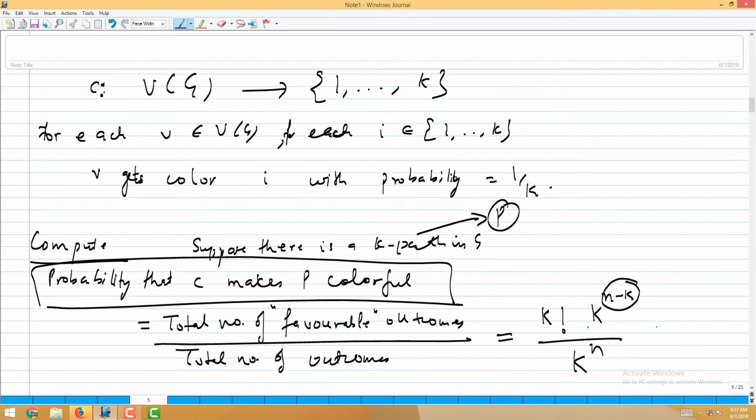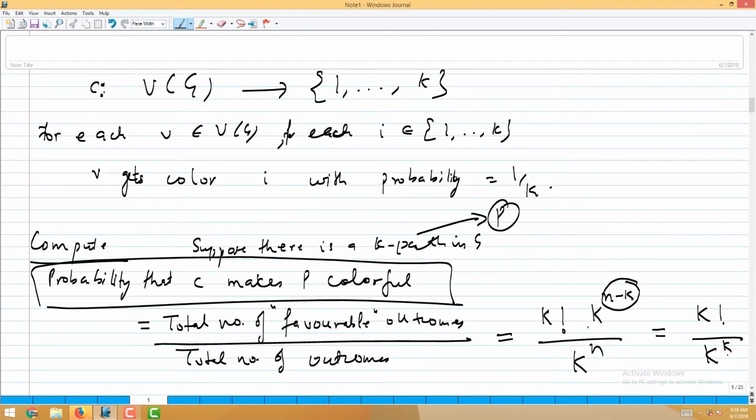And this again comes out to this, right? So if I choose a coloring uniformly at random, then with probability K factorial by K power K, this will be a good coloring for us. Good as in, if there was a K path in the graph, then it will indeed make it colorful, right?